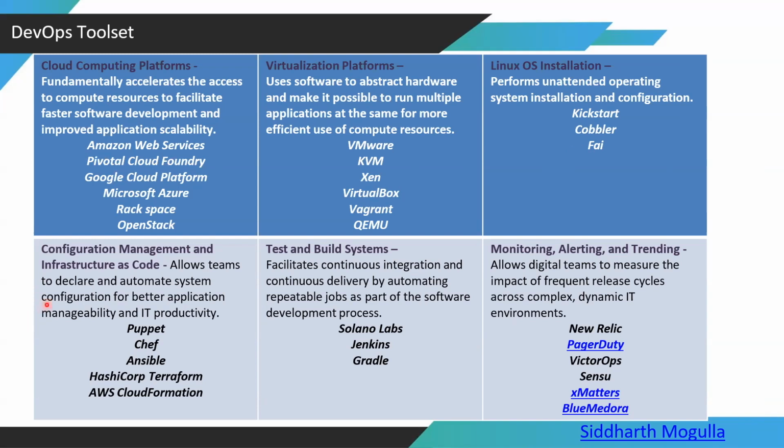These are the configuration management tools: Puppet, Chef, Ansible, and we'll be using Terraform. Terraform is used as infrastructure as code. Terraform is a template. In that template, you specify all your infrastructure or resources that you want to include in creating your architecture.